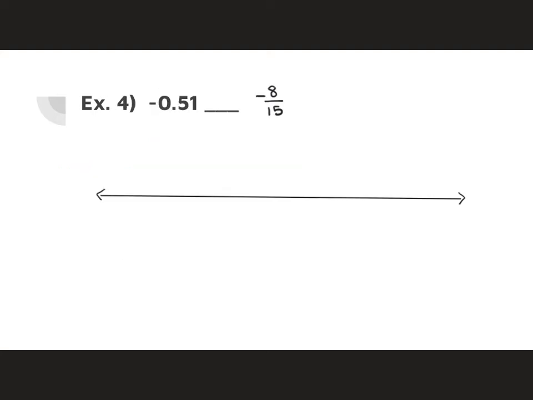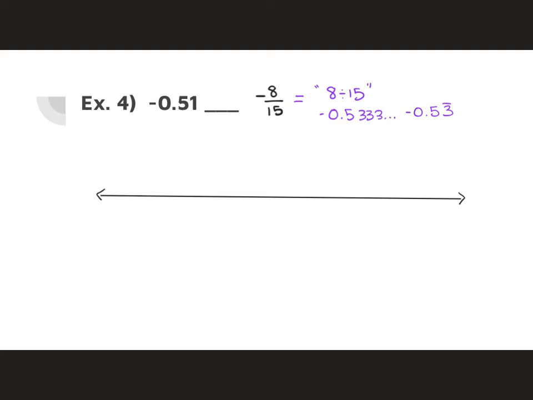All right, here we are comparing decimals to fractions. So the thing you need to do is get them in the same form. So I need to change that 8/15 into a decimal. So I'm going to put in my calculator 8 divided by 15. And I get 0.5333 repeating. And you can just rewrite that as 0.53 with a bar. And these are negative, so I'm going to put a negative on there.